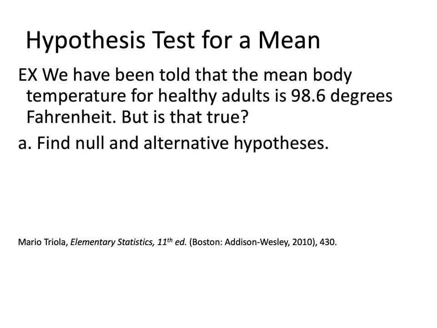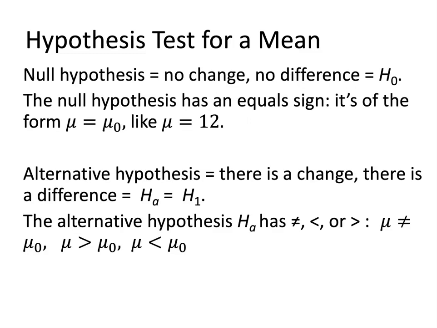But is that true? Let's first find null and alternative hypotheses. The null hypothesis always means no change, no difference, and we represent it with this symbol. Looks like H sub 0. We usually call it H naught. The null hypothesis has an equal sign, so it's going to be of the form mu equals such and such, because again, this is a hypothesis test for a mean. There are other hypothesis tests. We'll talk about those some other time. This is a hypothesis test for a mean.